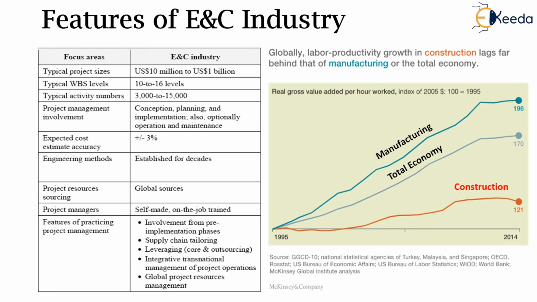Moving further, let us discuss the main features of the engineering and construction industry. The typical project sizes vary from $10 million to US $1 billion. We usually don't find such huge value projects in any other industry. There are several work breakdown structure levels, that is, the level of complexity usually varies. Project management concepts are required from conception and planning to operation and closure.